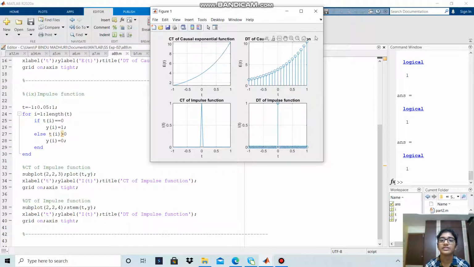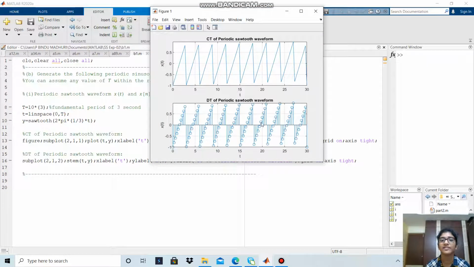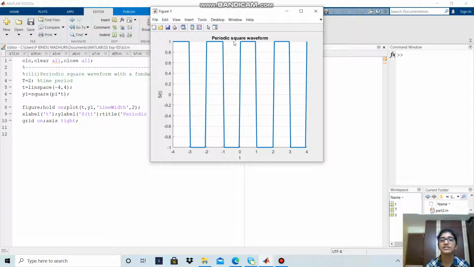discrete of impulse. And next, we get the sawtooth waveform, and here y equal to sawtooth t is a waveform with 2 pi as its time period. Here I took the fundamental period to be 3 seconds, so I took y equal to sawtooth 2 pi by 3 t, and we get the graph like this. The next one is a square waveform. y equal to square t has a time period of 2 pi. Here I took the time period to be 2, therefore I took square pi t. And here is the square waveform.